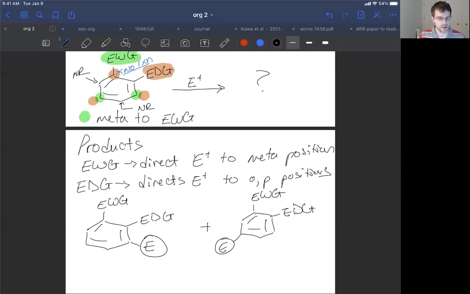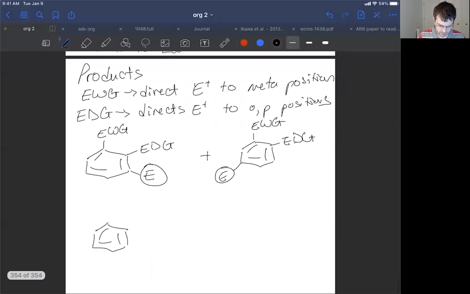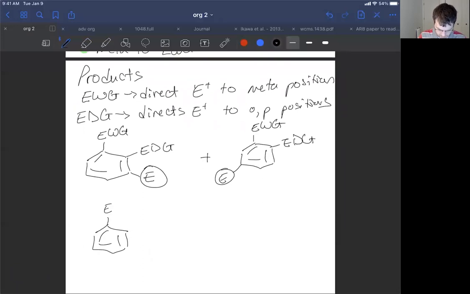That's nice. Now, what if we have this arrangement? Let's put the withdrawing group up here, the donating group meta to the withdrawing group. So red is the donating group, right? Green is the withdrawing group. So the green is going to go here, but now the red is going to go here and here.